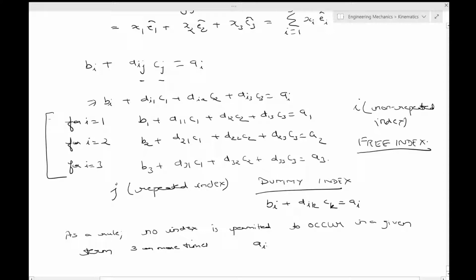For example, a_ii cannot happen. b_i plus d_ij c_j equal to a_i is not possible. Sorry, it is possible. d_ijj c_j is equal to a_i, this is not possible. Okay.